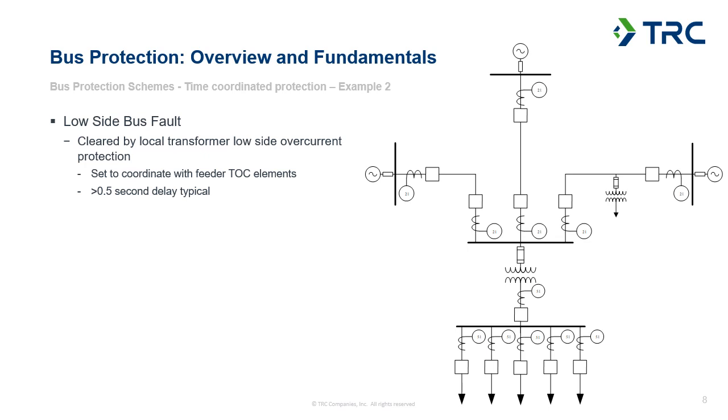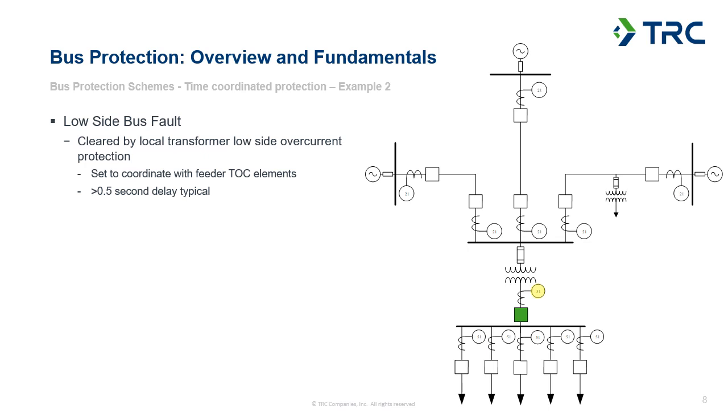So if we have a fault on the bus here, and again, this is a radial distribution system, so we don't have any fault current coming up from the feeders back to this fault, hopefully. We would rely on this time overcurrent element, this 51 element, to see the fault, and that would use an inverse time characteristic or potentially a definite time characteristic. That would see the fault, time out, and clear the breaker to remove the source of fault current from the bus.